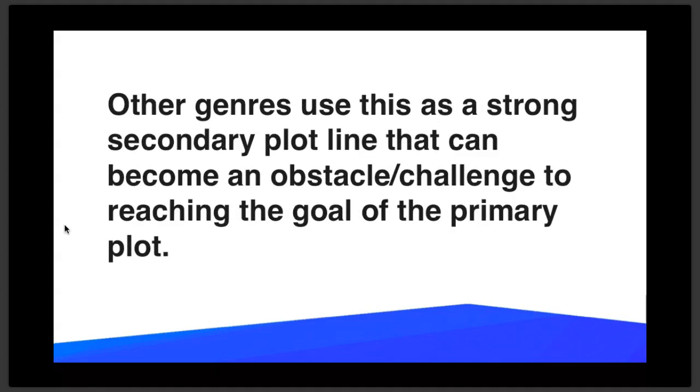Other genres use this internal conflict, this conflict against themselves, as a strong secondary plot line that can become an obstacle or challenge to reaching the goal of the primary plot.